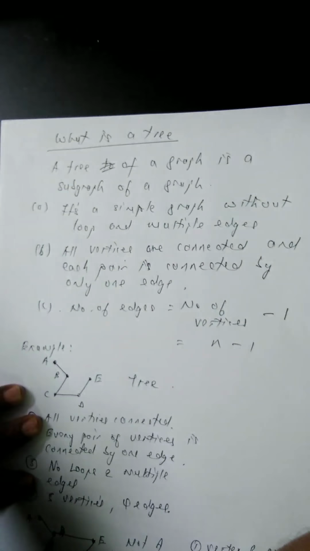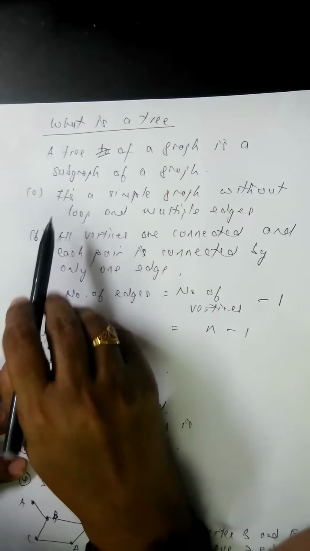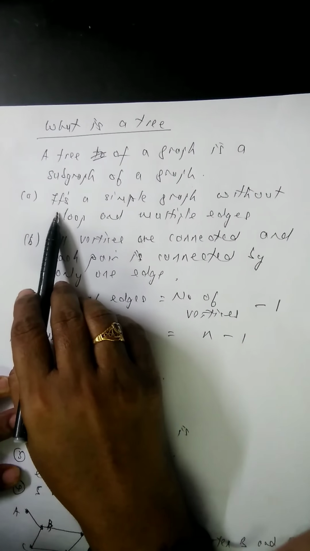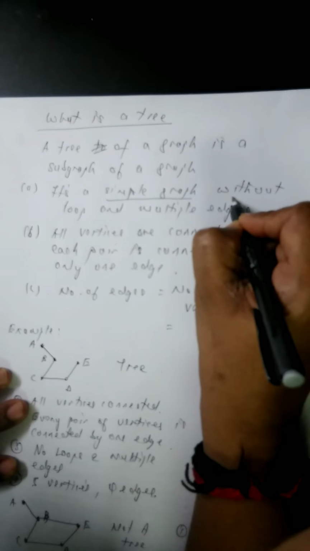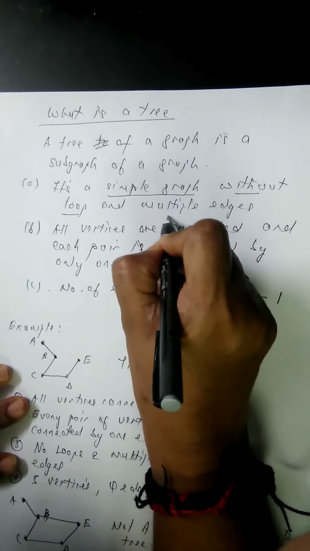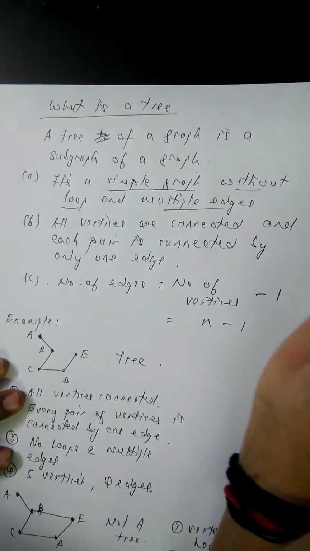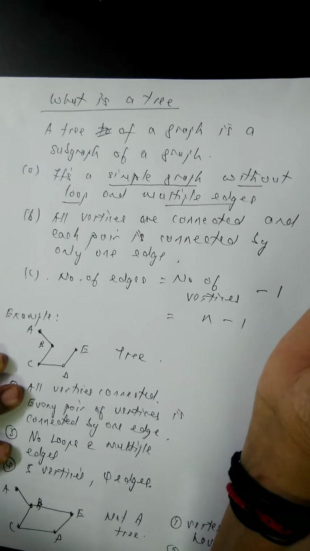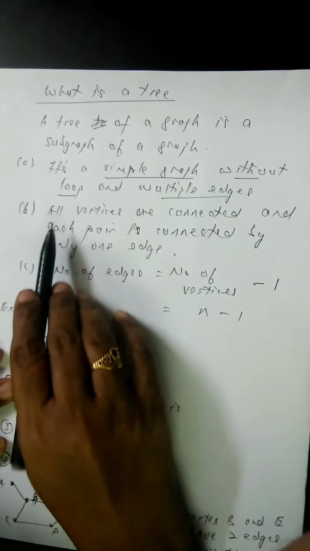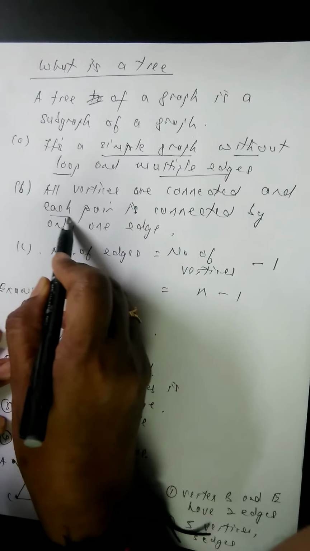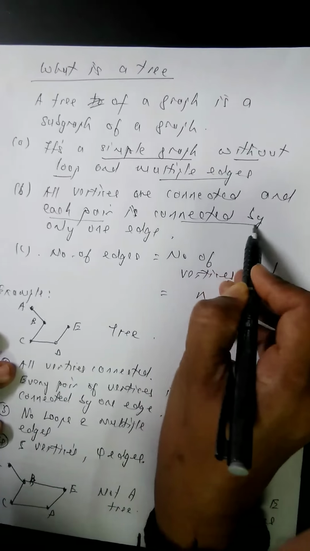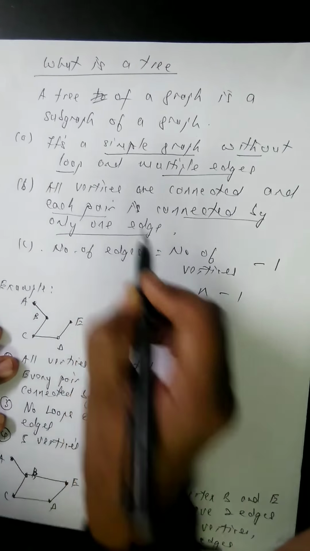A tree of a graph is a subgraph of a graph. That means it's actually almost similar to what we saw just now. It's a simple graph without loops and multiple edges. It has got no loops and it's got no multiple edges. So all vertices are connected and each pair is connected by only one edge.